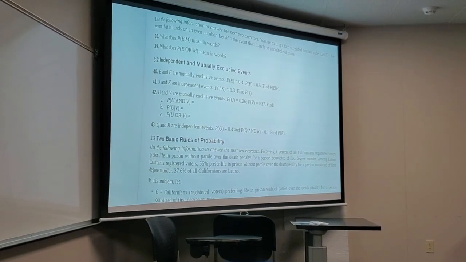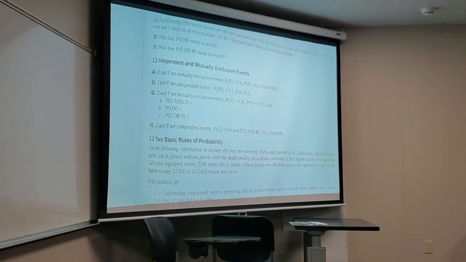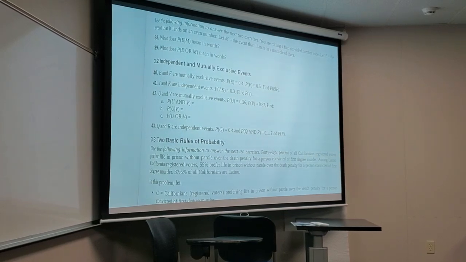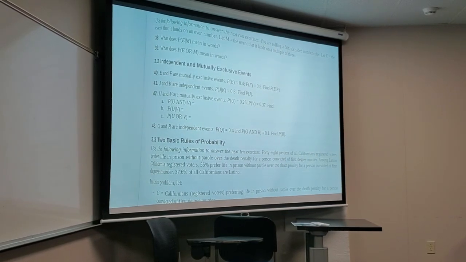U and V are mutually exclusive. What can you write immediately? Probability of U and V equals 0. Kick ass. So look at the very first question they ask you.